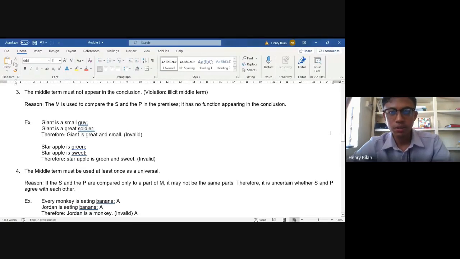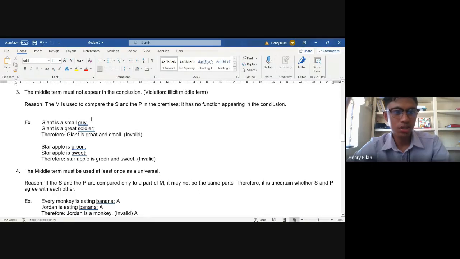Walang puwang ang middle term sa conclusion. What should be found in the conclusion are the major and the minor terms only. Kung makikita natin ang middle term sa conclusion, automatic that is invalid. Kasi ang middle term ay nasa major and minor premise lamang. Okay? So take a look at this example.